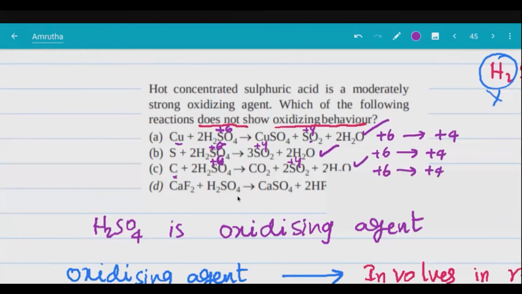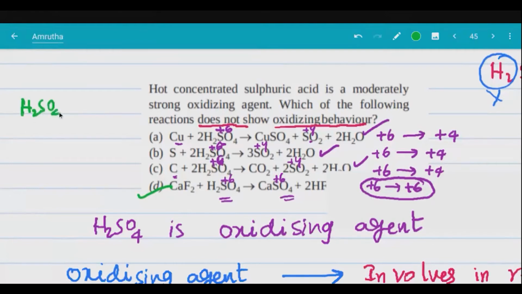Now see this one. There is no sulfur dioxide. So plus 6 here, again plus 6. So plus 6 to plus 6. So this is not showing oxidizing behavior. So option D. Getting the point, right? Sulfur oxidation number is not changing, so H2SO4 is not an oxidizing agent in this. Clear?